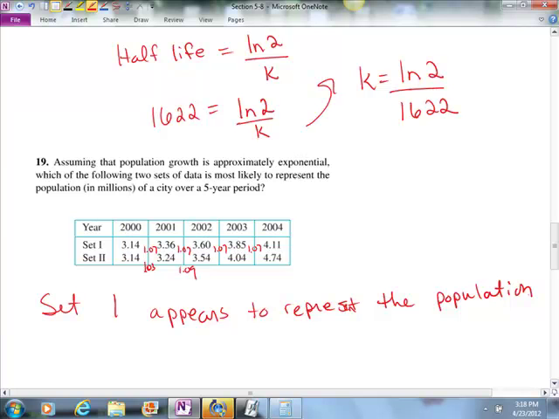Okay, and so then, let me see. What was our initial amount? Well, in 2000, the initial amount was 3.14. So if you want to write our exponential growth equation, P of t, our initial amount was 3.14, and then we write our growth rate, which is 1.07 to the t. That would be an exponential model for the growth that we have for set 1.